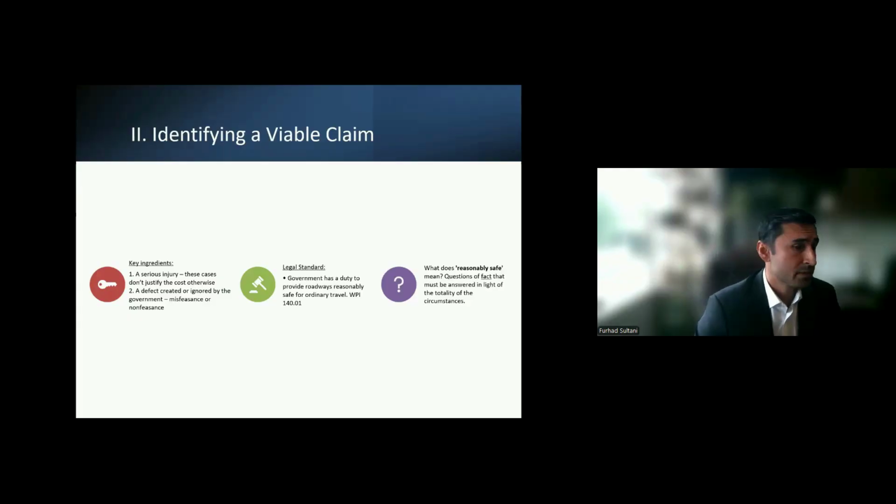And what is reasonably safe is a jury question. So it's a question of fact, and it's answered in the light of the totality of the circumstances. So we're looking at kind of everything in that community and neighborhood. And this is where it's going to be really important to look at whether there's a pattern of other instances. Is this particularly an unsafe roadway?